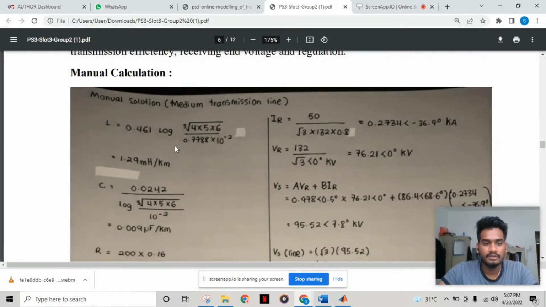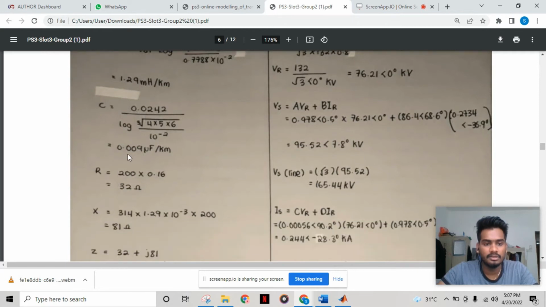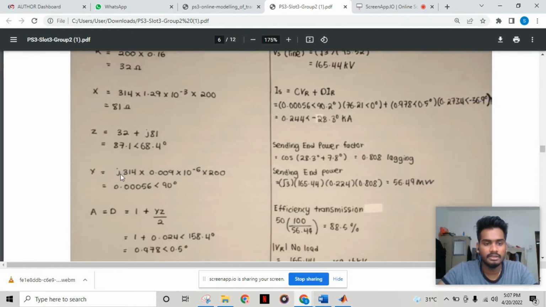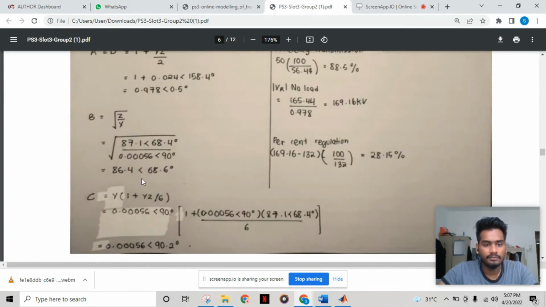This is the manual question we did. As we can see here, L equals 1.29 mH per kilometer, C equals 0.009 microfarad per kilometer, R equals 32 ohm, X equals 81 ohm, Z equals 87.1 ∠68.4 degrees, Y equals 0.00056 ∠90 degrees, A equals 0.978 ∠0.5, B equals 86.4 ∠68.6 degrees, and C equals 0.00056 ∠90.2 degrees.